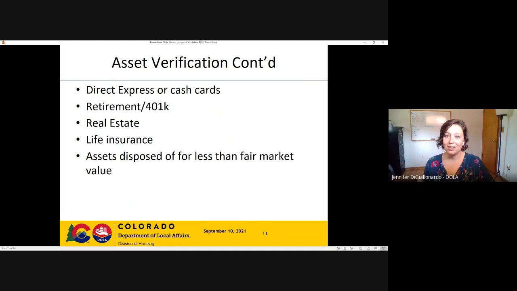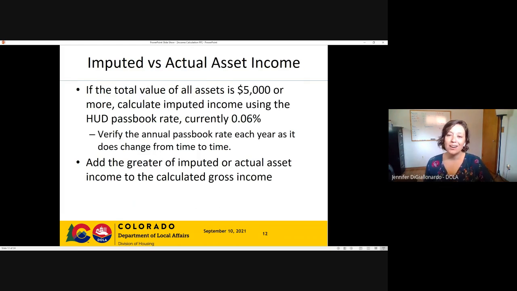A rule of thumb again, if the tenant or the client has access to it, we need to consider the income that's generated from the asset. And how do we determine what the income actually is from that asset? So you consider imputed versus actual asset income. So if the total value of all of the assets is $5,000 or more, you need to calculate the imputed income using HUD's passbook rate, which is currently 0.06%.